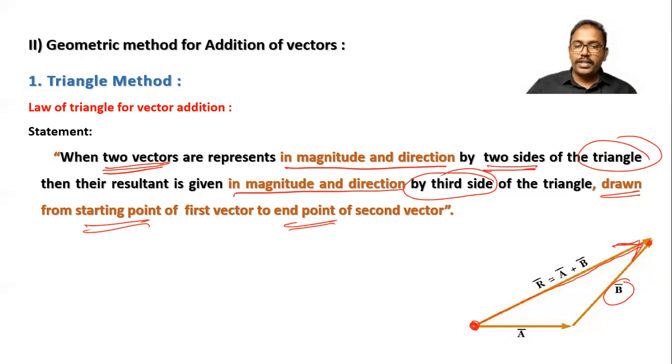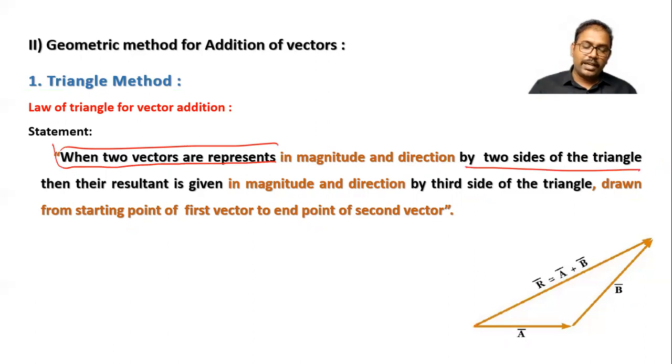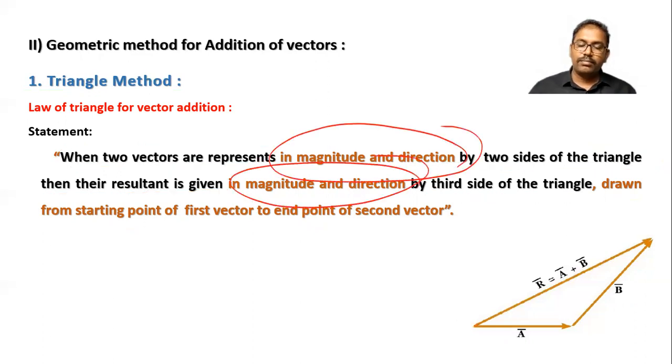Starting point of the first vector to the end point of the second vector. Now you can read this statement without this red line. If two vectors are represented by two sides of a triangle, then their resultant is given by the third side of the triangle. Only, here we inserted the words "in magnitude and direction".